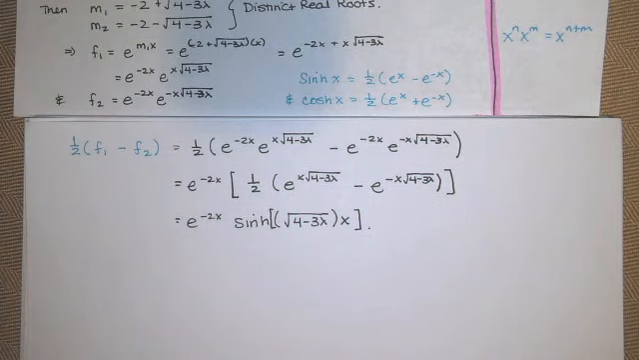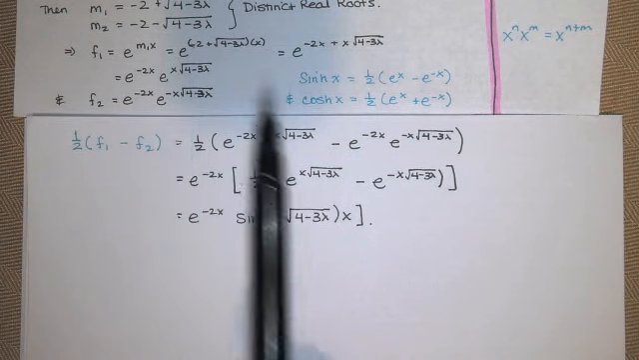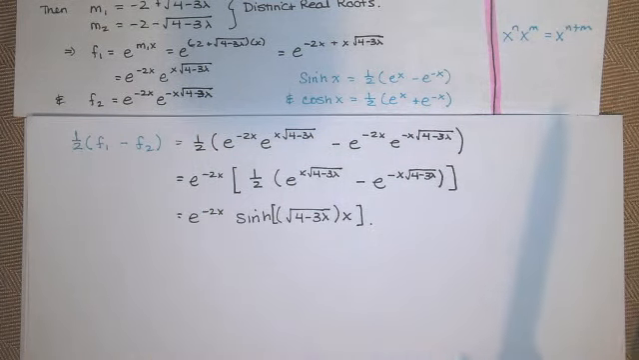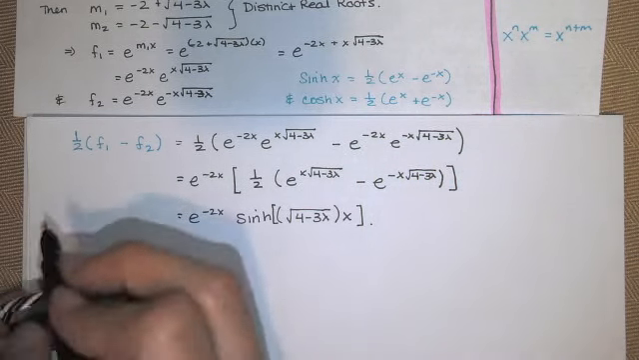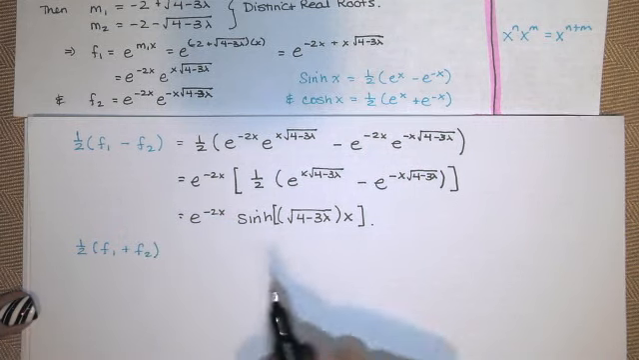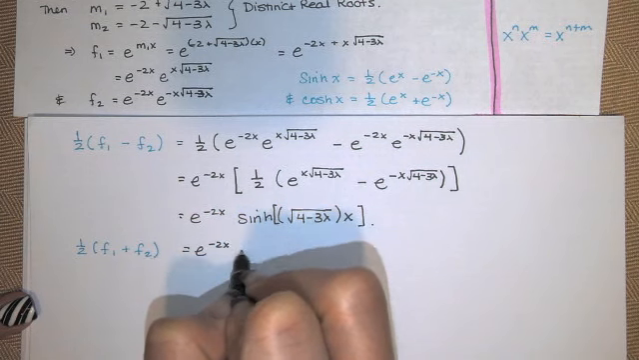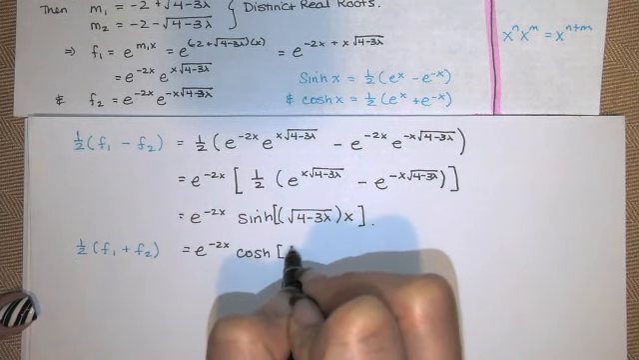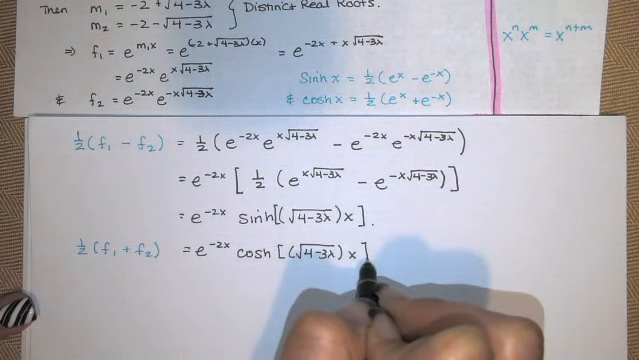That's a lot. But this is just a linear combination of these two solutions to the differential equation. Since both of these are solutions to the differential equation, the linear combination of solutions is also a solution to the differential equation. And it turns out that if we do the same thing, but rather than subtracting those, we add those, we'll get e to the negative 2x times hyperbolic cosine of the square root of 4 minus 3 lambda times x.